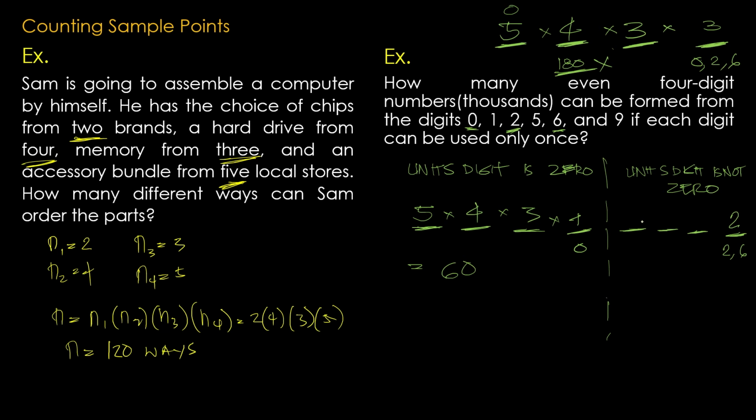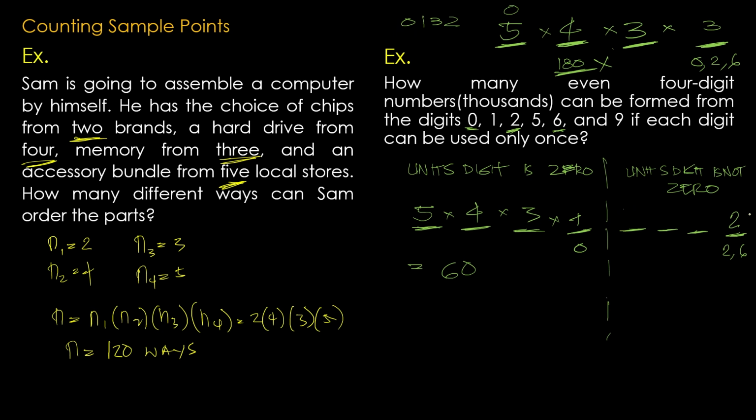But we cannot consider 0 in here. Why? Because if we try to put 0 in here, your number now becomes, for example, 0132. This is not a 4-digit number since we're considering thousands. Meaning it's just 132. So we cannot consider 0 at the thousands place, because it will be a 3-digit value number.